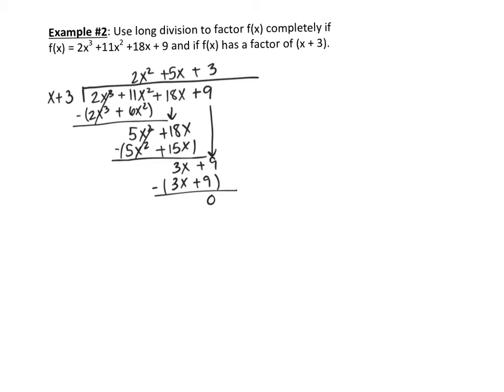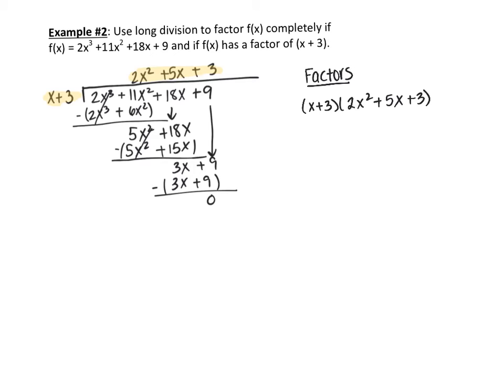All right, so from what you can see, we do have a remainder of 0, so that implies that this is a factor and this is a factor. So if I wanted to find my factors, I'm going to first start by writing x plus 3 times 2x squared plus 5x plus 3.